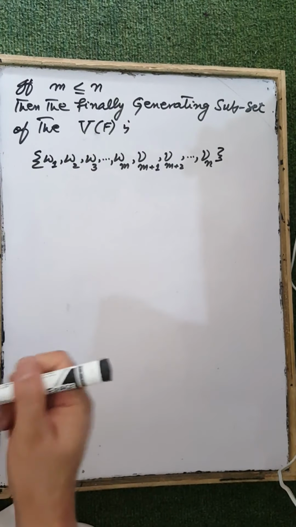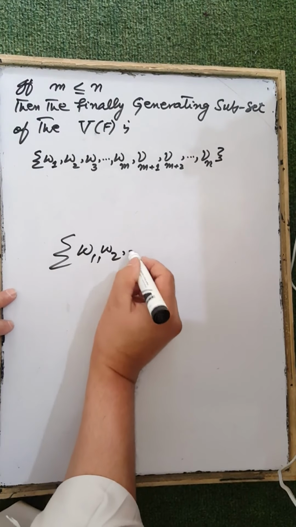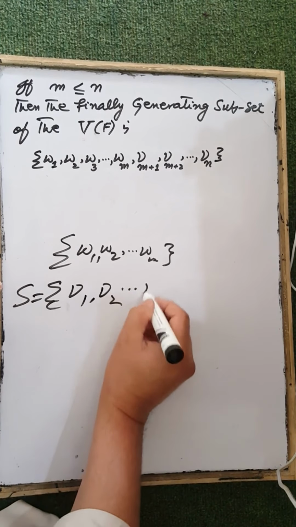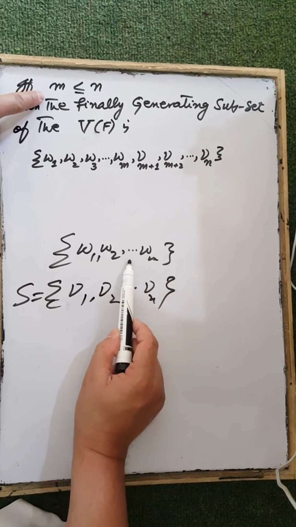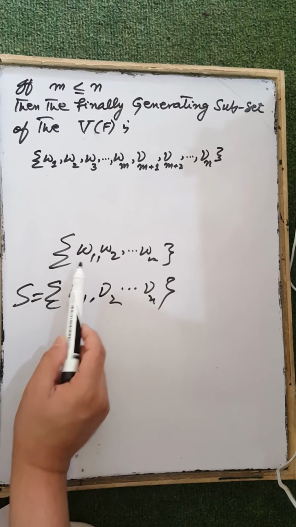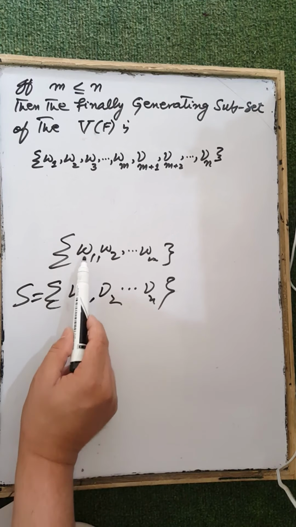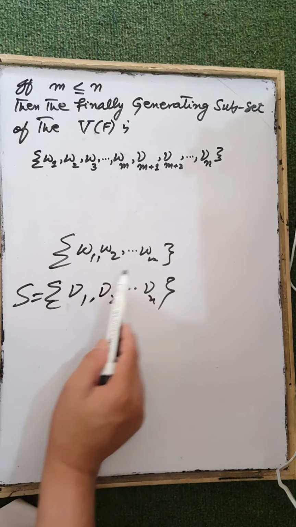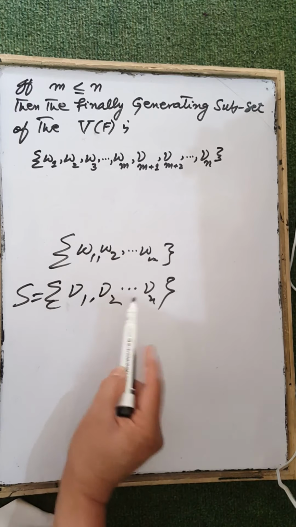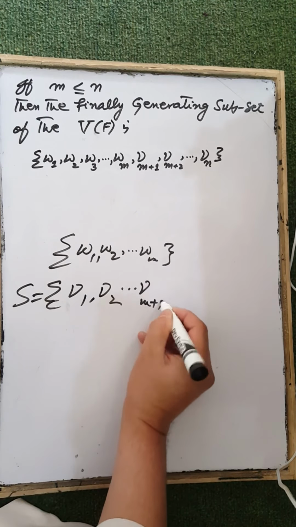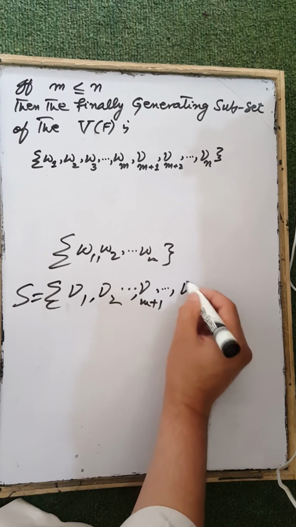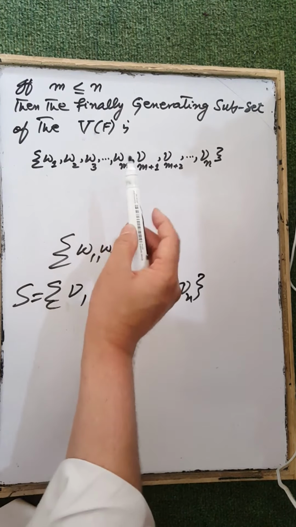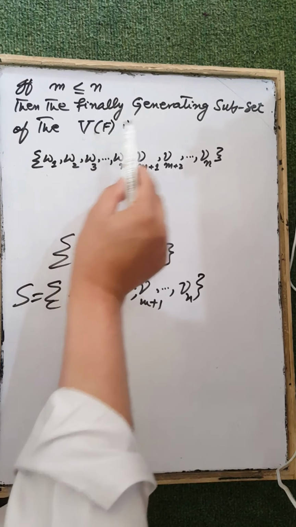If the number of elements in the set W1, W2 up to WM is M, and the number of elements in the set S is N, with elements V1, V2 up to VN, and M is less than or equal to N, then we replace each element of the set S by each element of the set W1, W2 up to WM, keeping the elements V(M+1) up to VN. The resultant subset of the vector space V over the field F also generates the vector space V over the field F.